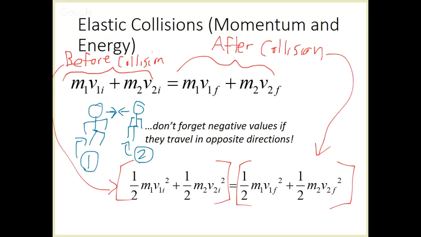Essentially, if I don't include the negative for V2, then I would solve the problem as if the two football players were running in the same direction, and one just hit the other one from behind. Then that's the answer that I would get out of that. But they're not running in the same direction. They're sprinting toward each other. So don't forget the negatives in that sense.